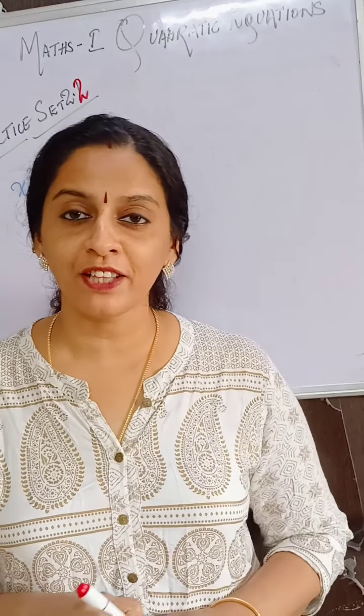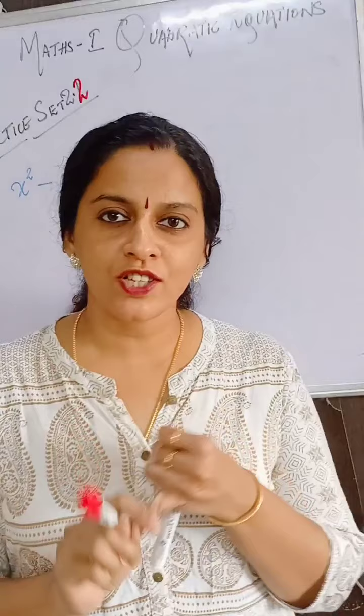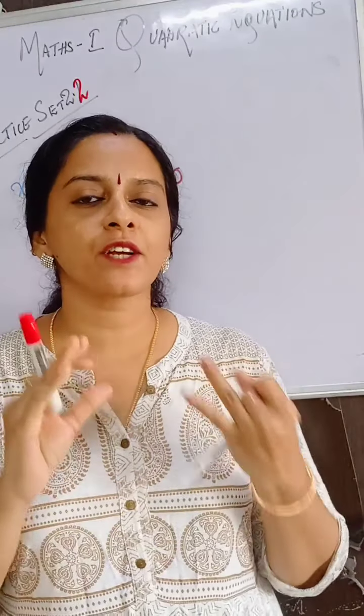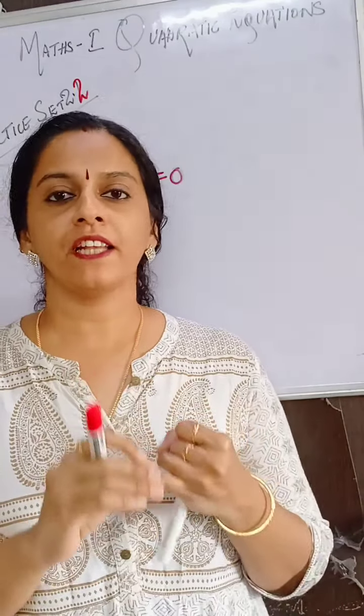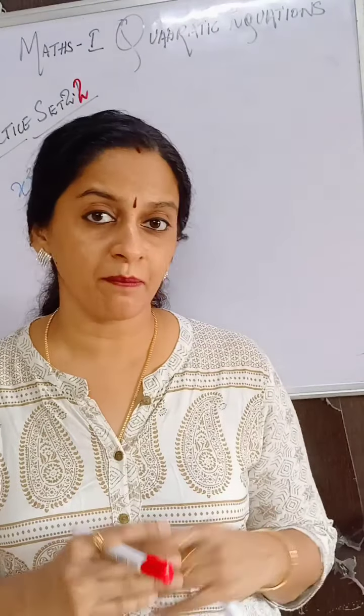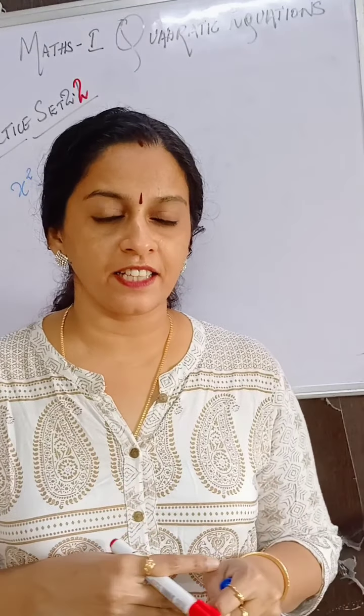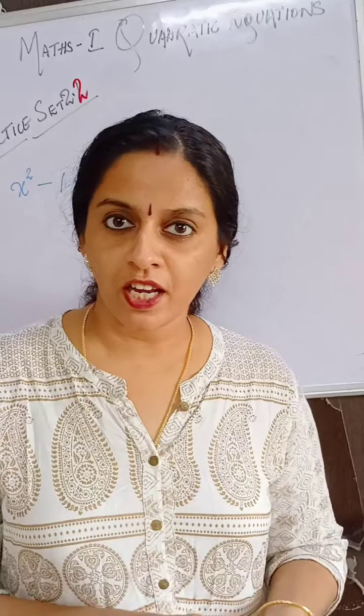We had started with quadratic equations. We saw the general form, how to write an equation in general form, and find the values of A, B, C. We compared it to the general form and did that. We decided whether it is a quadratic equation or not.